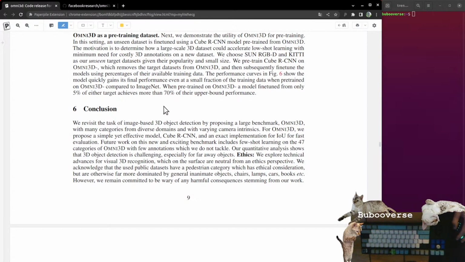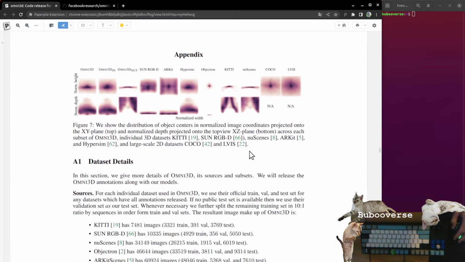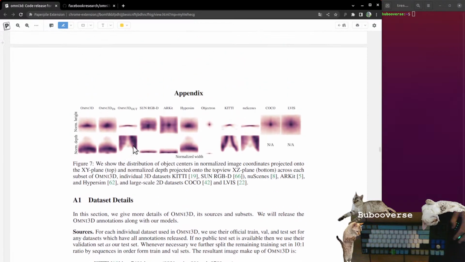Okay, we revisit the task, finally here at the conclusion. We revisit the task of image-based 3D object detection by proposing a large benchmark Omni3D, and a simple yet effective model, Cube RCNN. There is a pedestrian category, which has ethical consideration. All right. Okay. And then that's basically it.